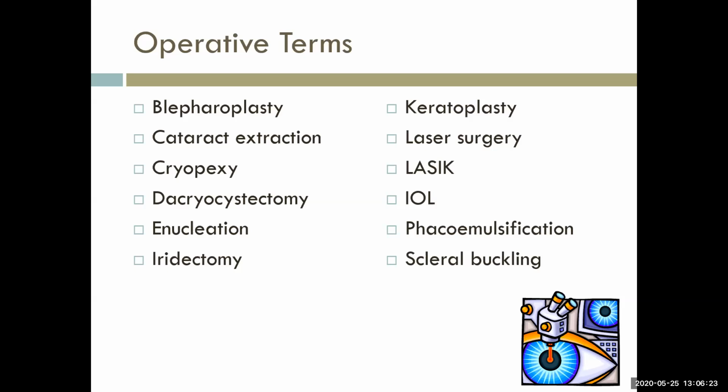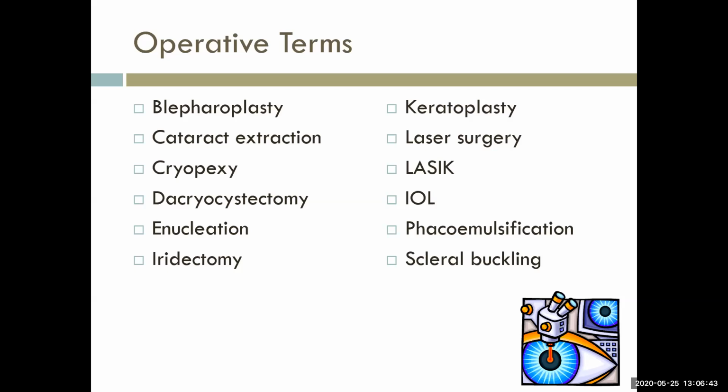Dacryocystectomy is excision of a lacrimal sac. Enucleation would be excision of an eyeball, often replaced with a fake eyeball, so this would be a plasty or prosthetic eye. Iridectomy is going to be excision of a portion of the iris tissue.